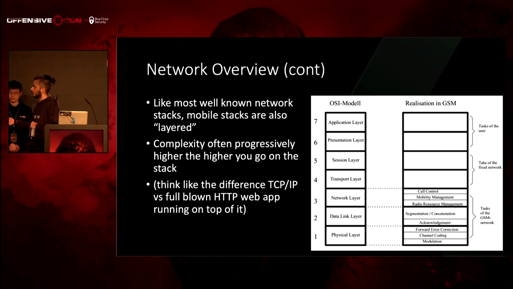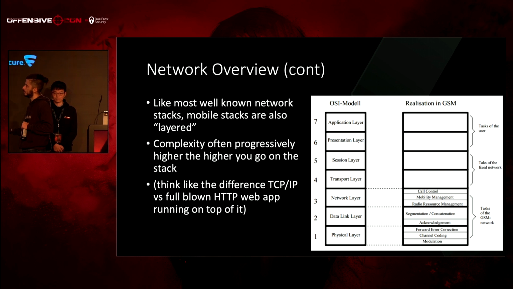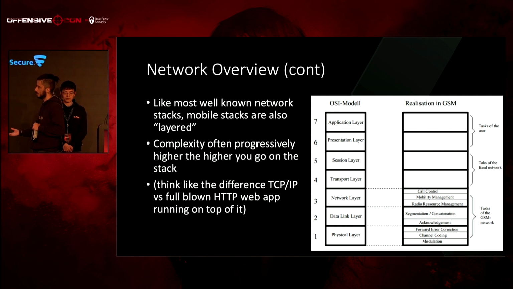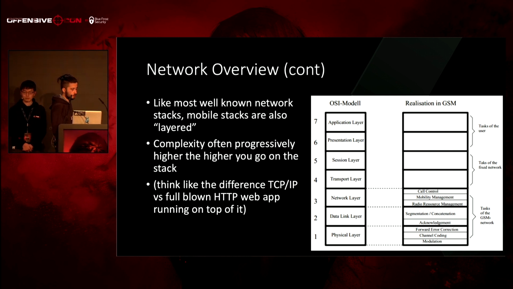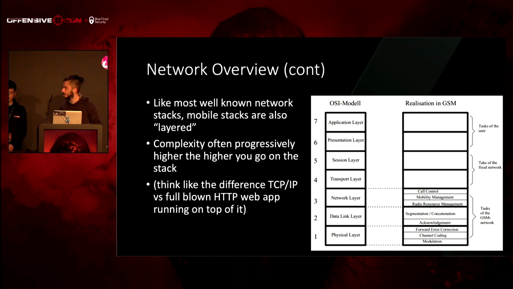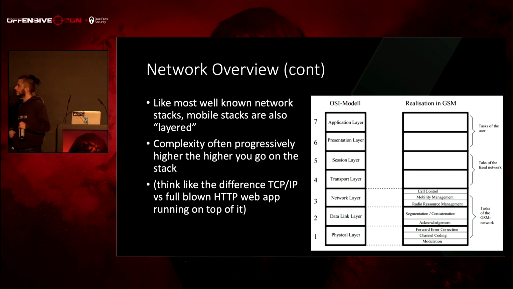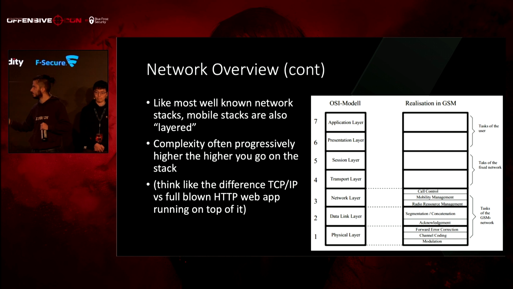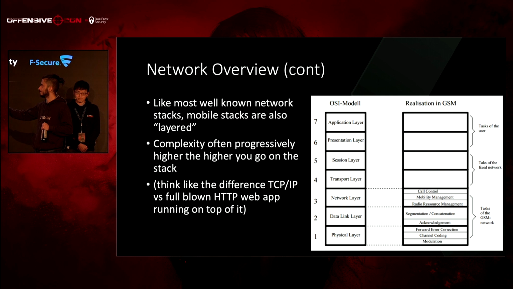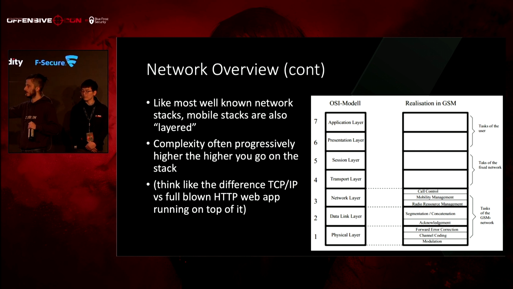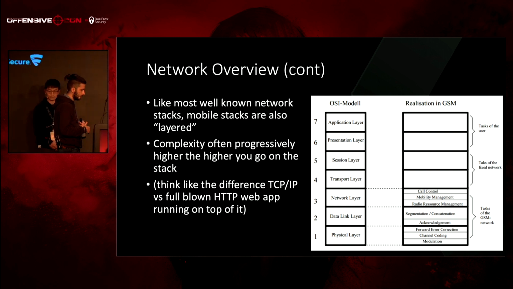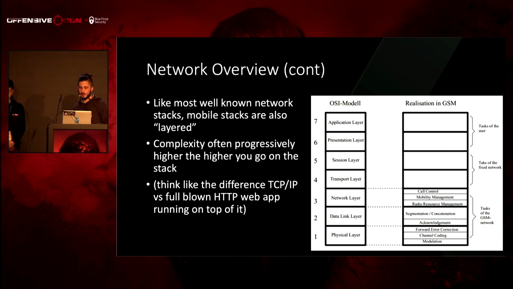Like most popular network stacks, such as the common internet protocols, the mobile network protocols are also layered. You can see on the left side the OSI model with 7 layers, and on the right side a picture for the GSM. You can see they also have a physical layer, data link layer, and a network layer. They don't perfectly match, but you can still get an idea.